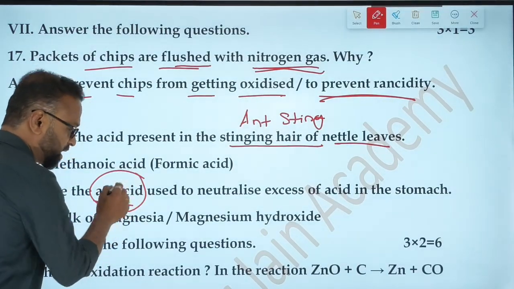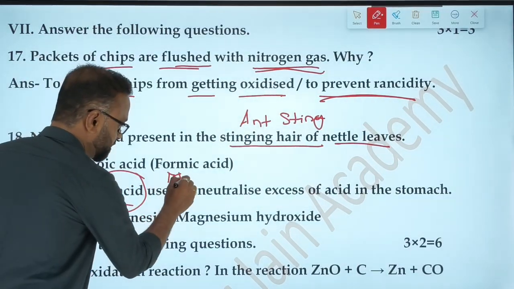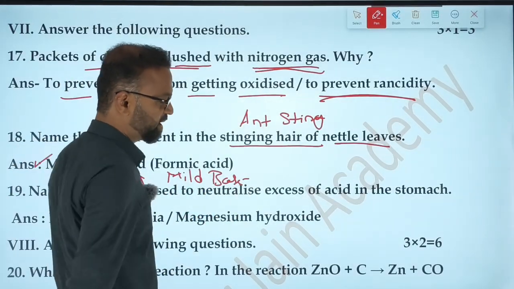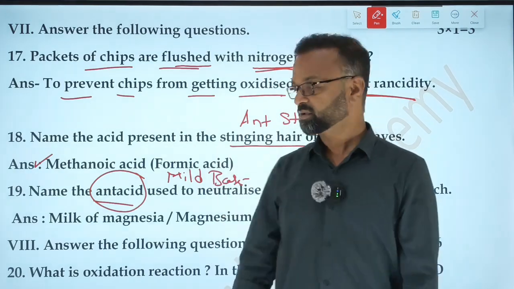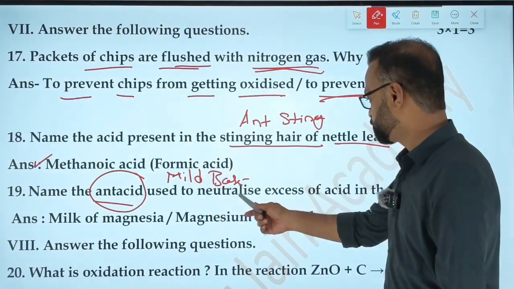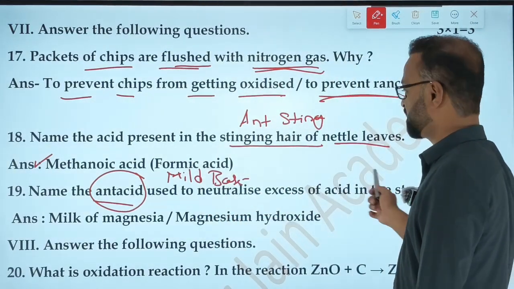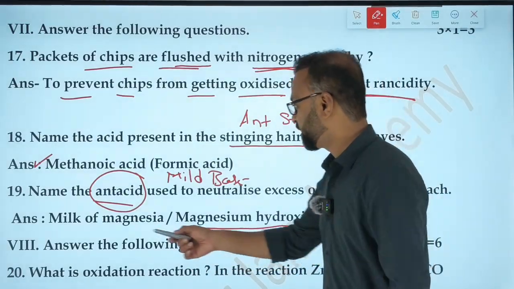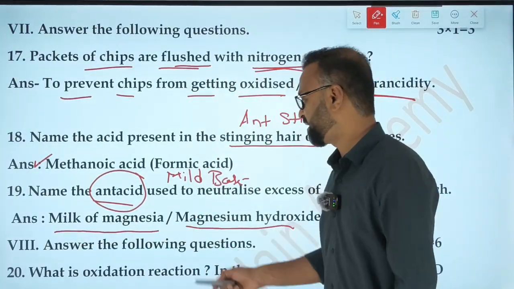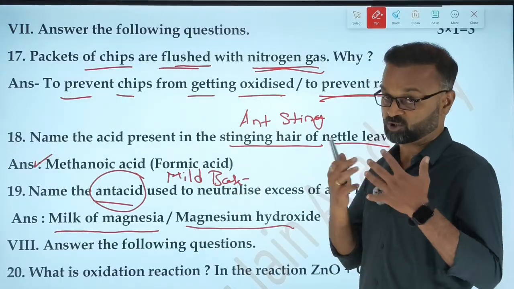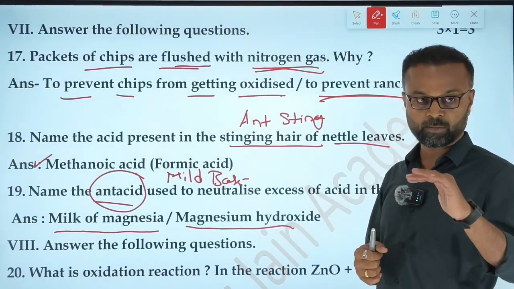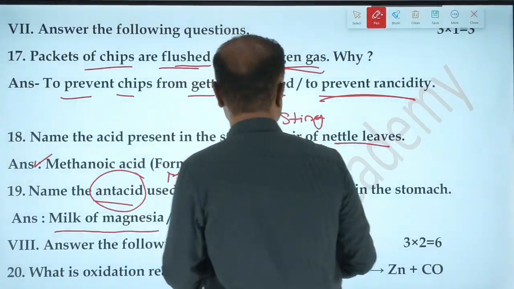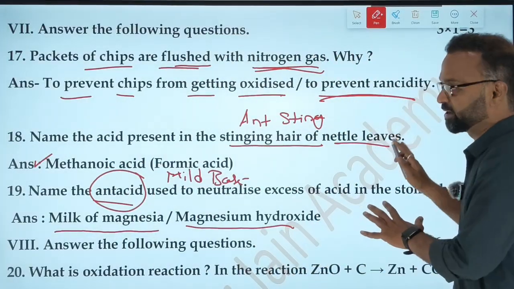One question will come. Antacids are nothing but mild bases, not strong bases. Magnesium hydroxide. Yes. Now see there. Name the antacid used to neutralize excess of acid in the stomach. We can call it magnesium hydroxide, or we can call it milk of magnesia, which is a mild base. We will not use a strong base as an antacid. We use a moderate or mild base as an antacid. Hope these three questions which carry 1 mark are clear.